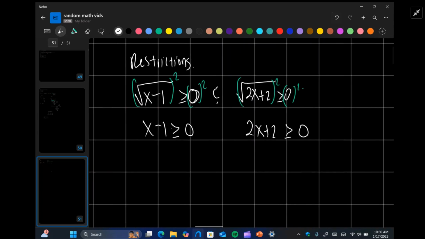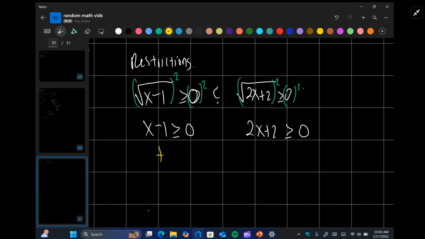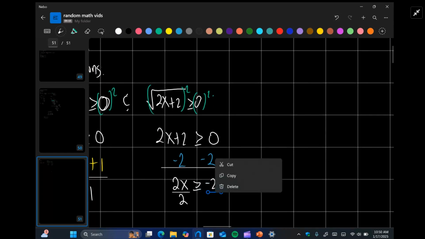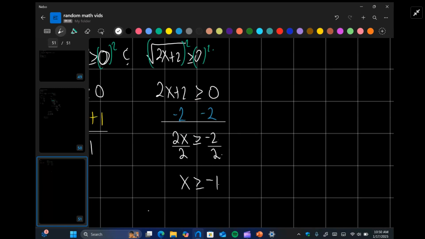Okay, so now let's go ahead and solve. So we get x greater than or equal to 1. And then here, we're going to subtract 2 on both sides. We get 2x greater than or equal to negative 2. We divide both sides by 2, and we get the following: x greater than or equal to negative 1.